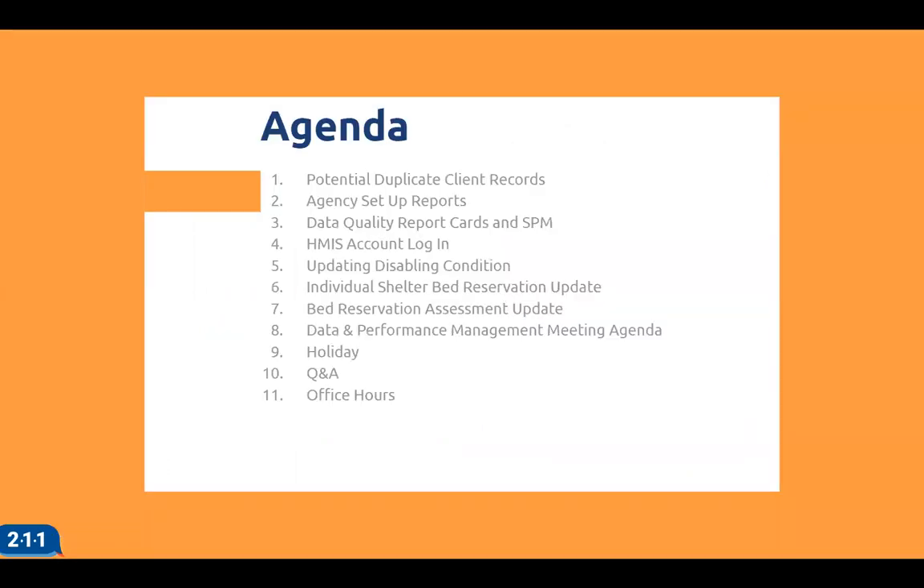We will cover the following topics in our user meeting today: potential duplicate client records, agency setup reports, data quality report cards, and system performance measurements, HMIS login, updating disabling condition. We have an update regarding the individual shelter bed reservation and an update regarding the bed reservation assessment, the data and performance management meeting agenda. We have a holiday announcement, and we'll leave some time at the end for Q&A. And we received some suggestions from agency admins to host an office hours, which we will host at the very end of the meeting.